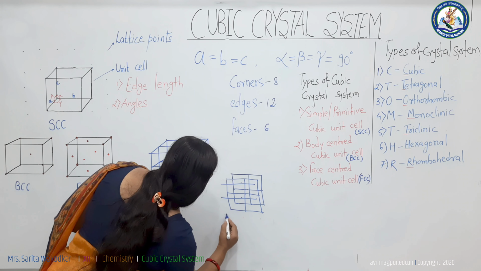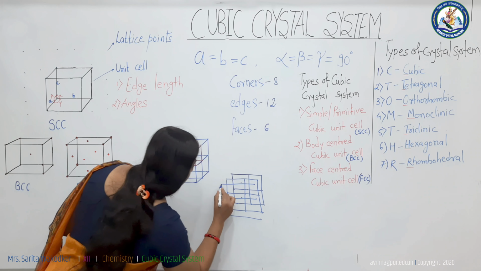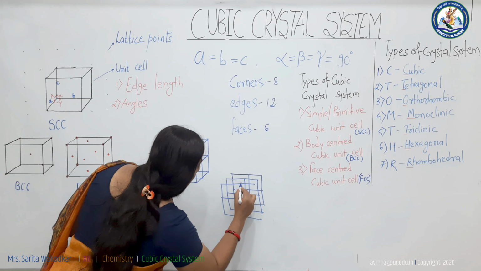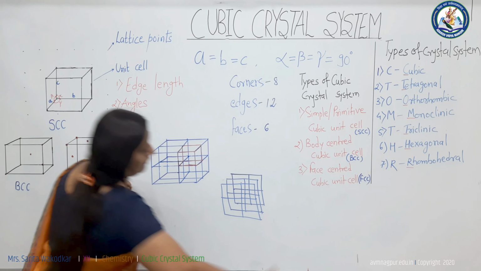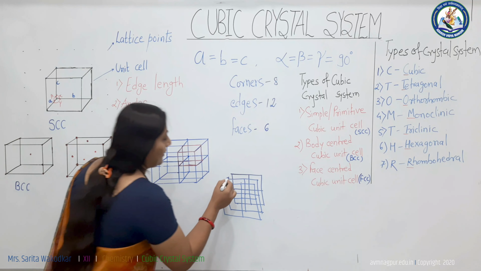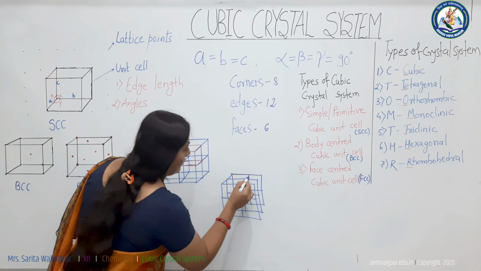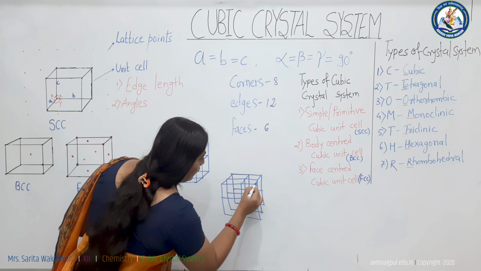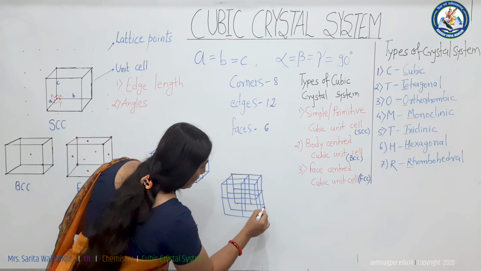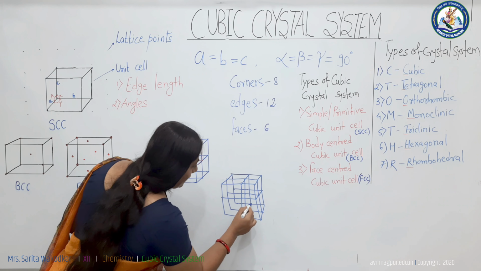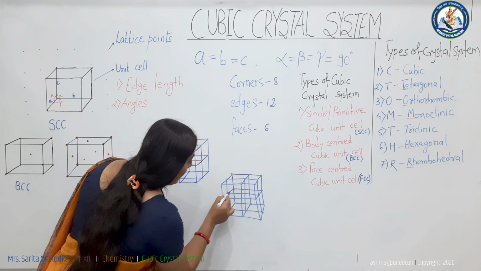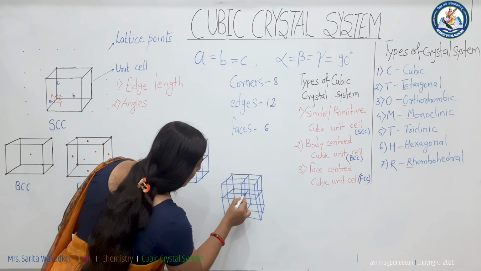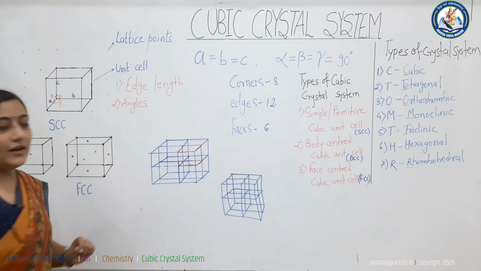Join these points vertically and horizontally. Then join them diagonally also. Join these points diagonally. In this way we get a structure which is known as crystal lattice. This is the structure of crystal lattice.